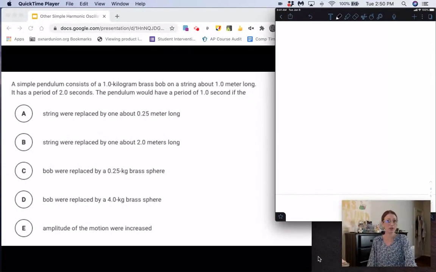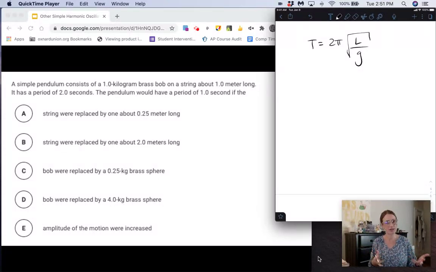The pendulum would have a period of 1 second if... We look at the equation for the period of a simple pendulum. That's just 2 pi times the square root of the length of the string divided by the acceleration of gravity. So the only things that affect the period of a pendulum are the length of the string and the acceleration of gravity of whatever planet we're on. Because of that information, we can already cross out some options in our multiple choice.